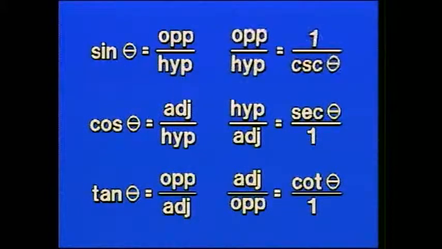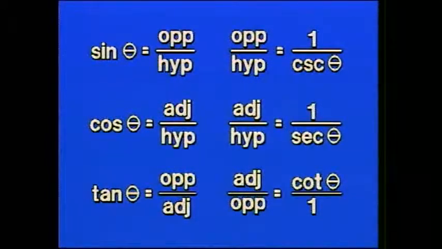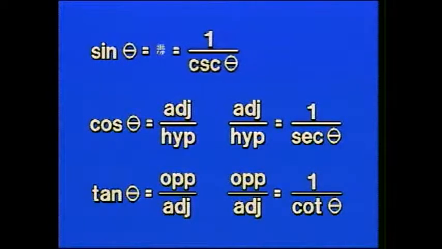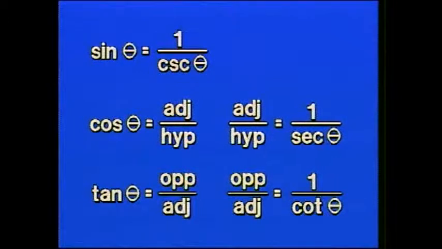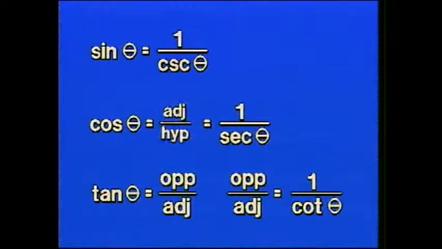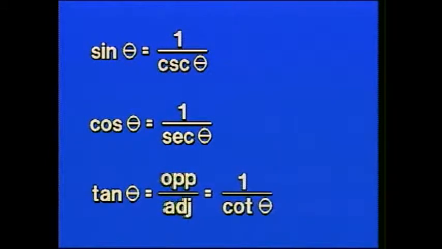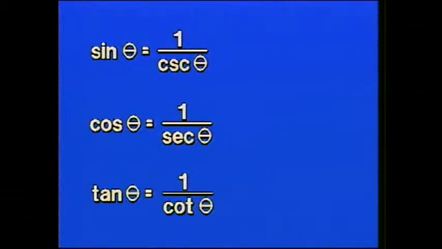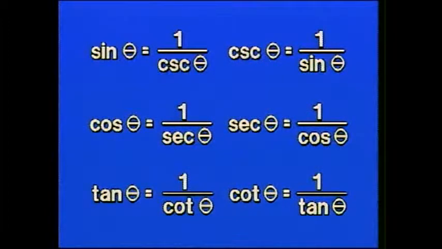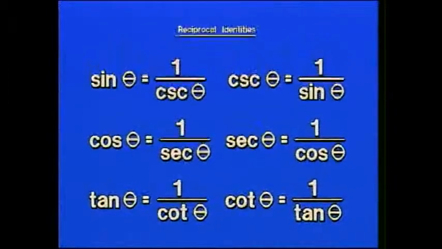Before we do, we'll take the items on the right and write them over one. But writing the reciprocals of each of these allows us to see a relationship left and right. Notice that sine theta is opposite over hypotenuse, and opposite over hypotenuse is also 1 over cosecant theta. In a similar way, cosine theta is equal to 1 over secant theta, and tangent theta is equal to 1 over cotangent theta. In a similar way, cosecant theta is 1 over sine theta, secant theta 1 over cosine theta, and cotangent theta 1 over tangent theta. These are called the reciprocal identities.